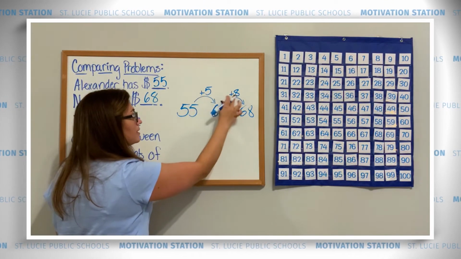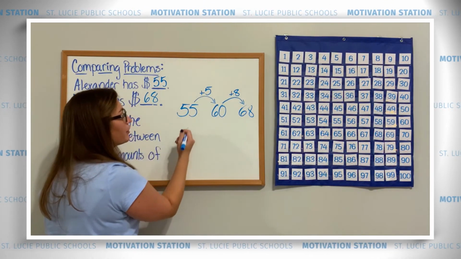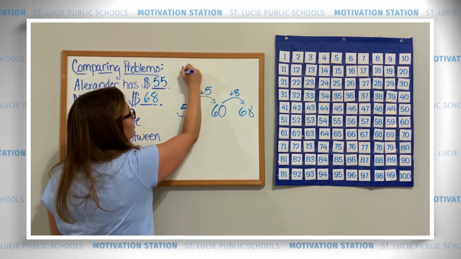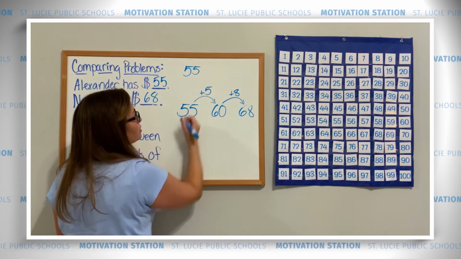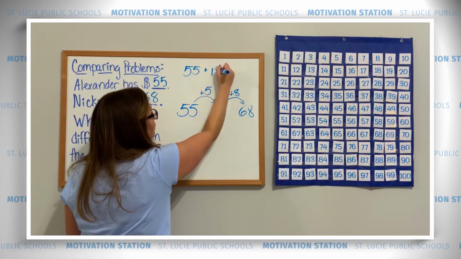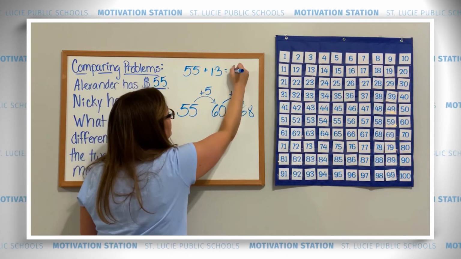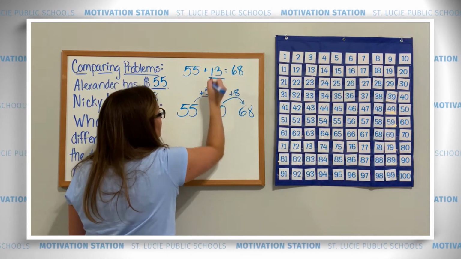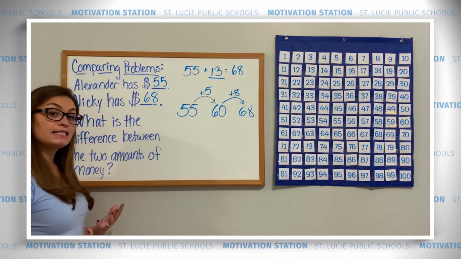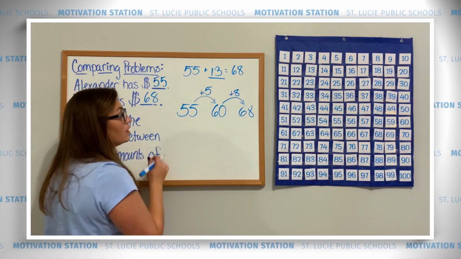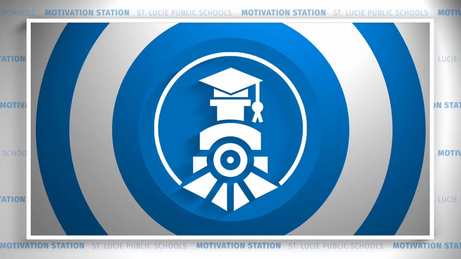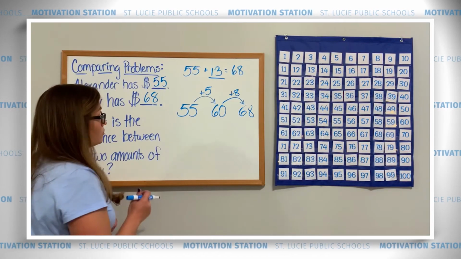Well, 5 plus 8 is 13. So for this problem, I could represent it with the equation 5 plus 13 equals 68. 13 is the distance between the two amounts. It is the difference as well. I can also solve this with subtraction.